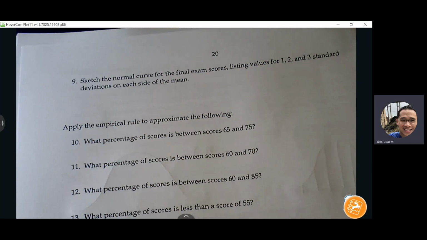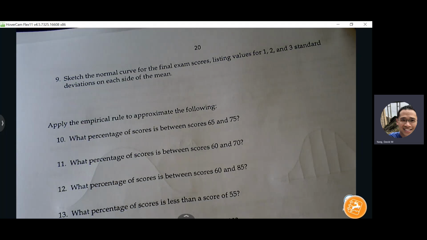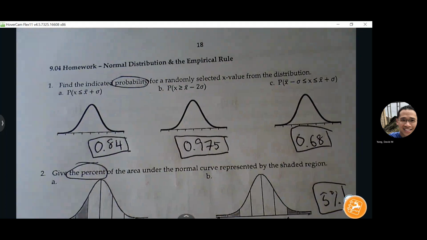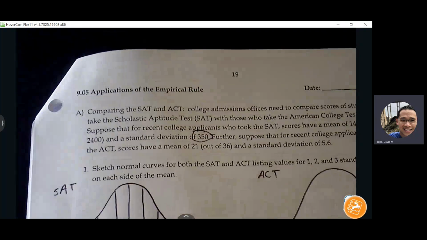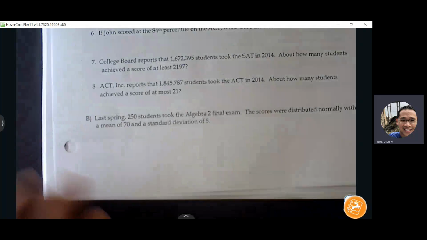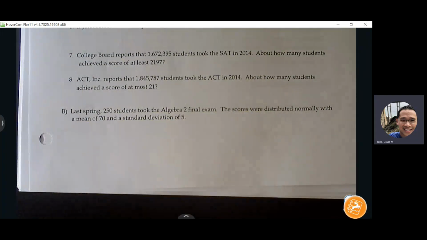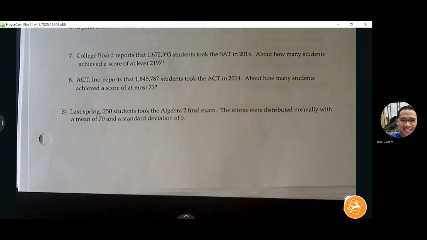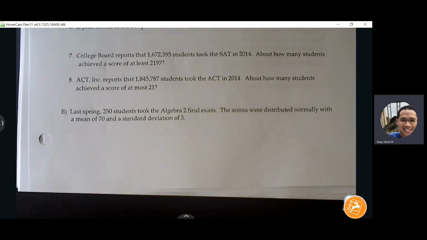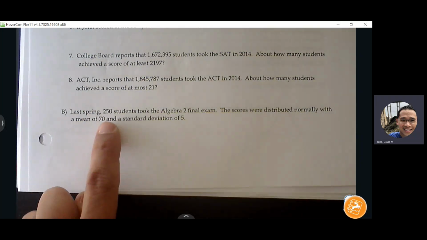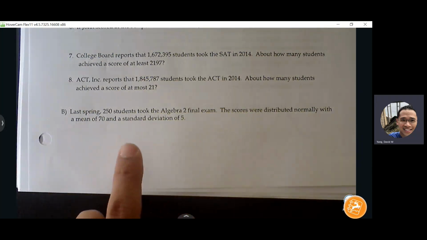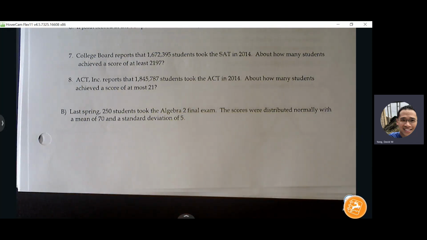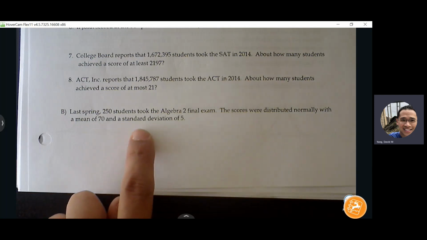Sorry, page 19. I accidentally didn't put all the problems together, but the very bottom of page 19. So last spring, 250 students took the Algebra 2 final exam. The scores were distributed normally, so we know we can create our table with all the columns with a mean of 70 and a standard deviation of 5.